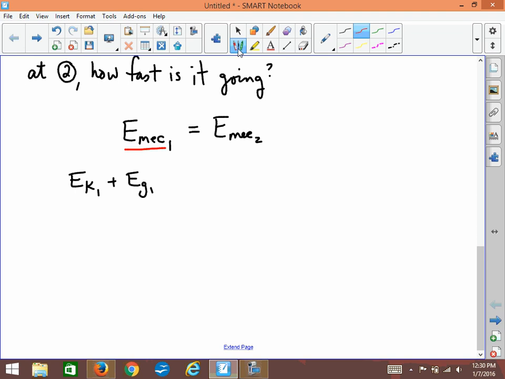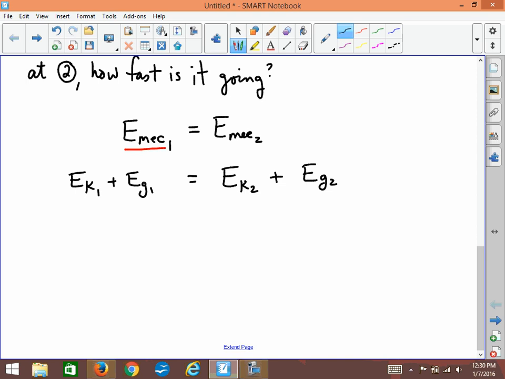We said that already. Okay, so now that equals, at position number 2, the mechanical energy is still the sum of those two things, but they'll be different. So I'll put a 2 to show that they're different, you see. They are not the same because the height has changed and the speed has changed.